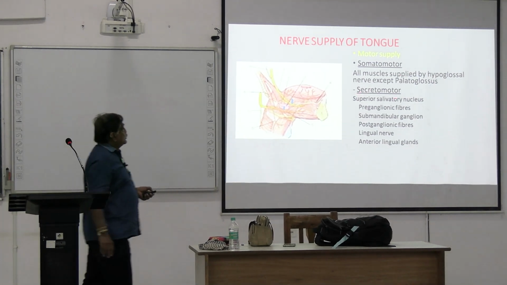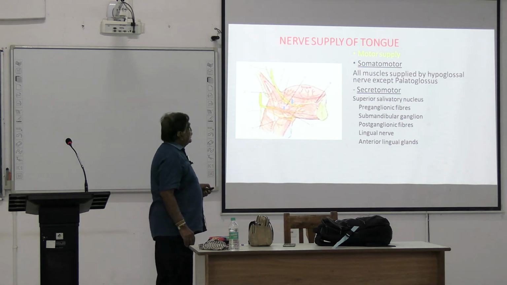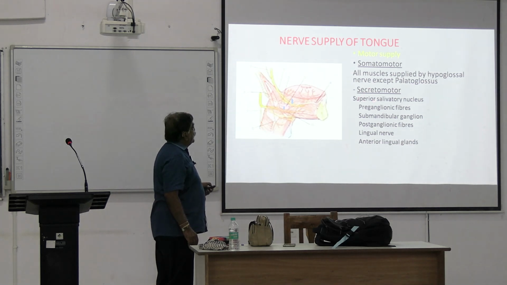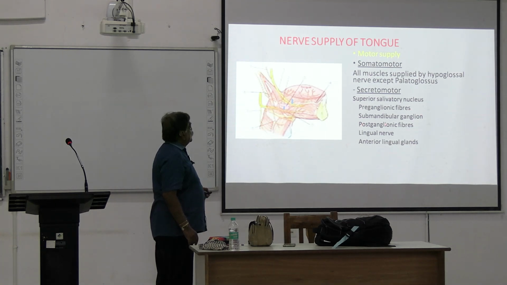Okay, secretomotor: superior salivatory nucleus, preganglionic fibers, submandibular ganglion, postganglionic fibers, lingual nerve, anterior lingual glands.